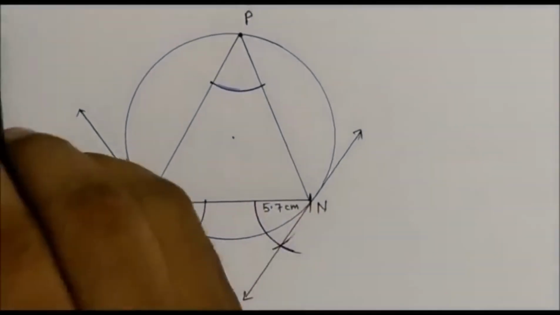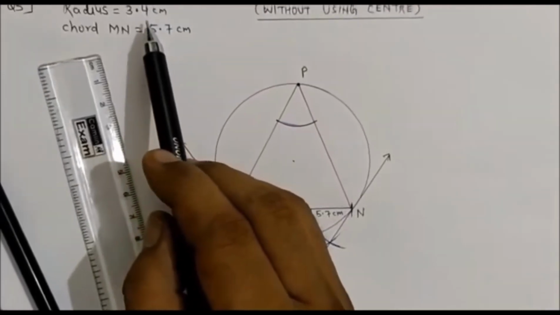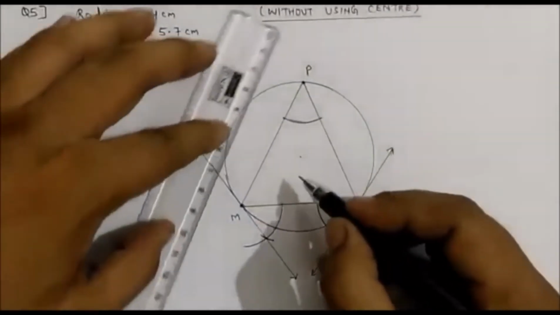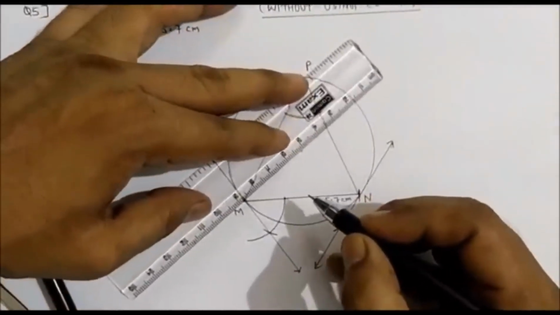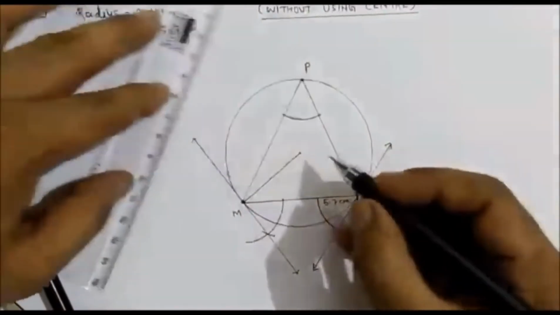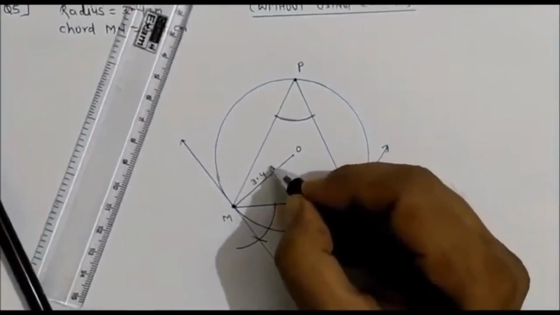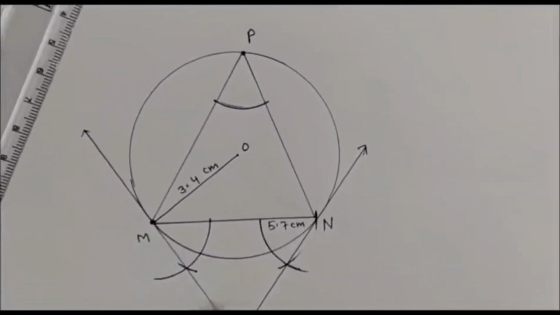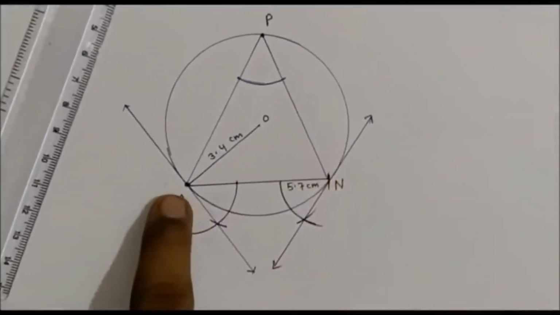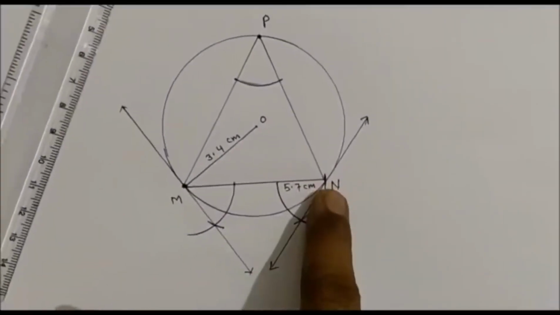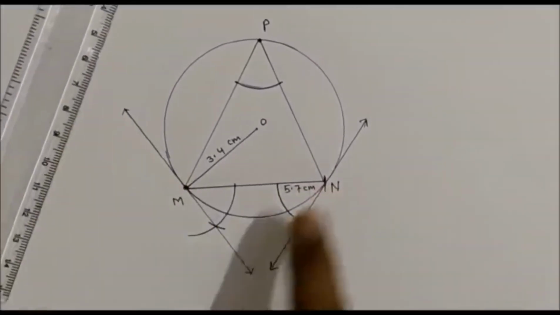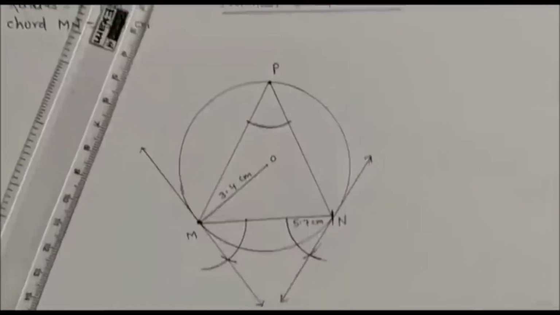Okay, and the radius of the circle is given 3.4, so that we can mark here. We can mark that radius. So this center you can mark as O, and this is 3.4 centimeter. So this is the tangent. We have drawn tangent at M and N, but without using the center. One tangent, second tangent. Okay, you can do it now.